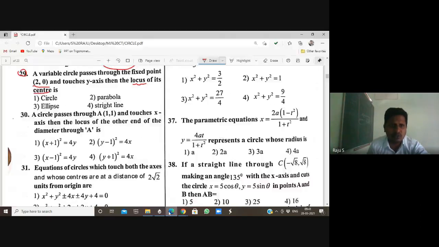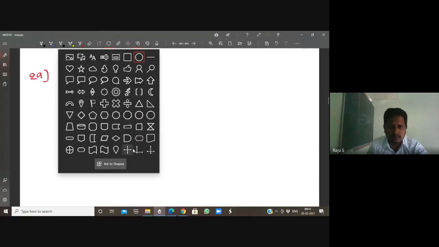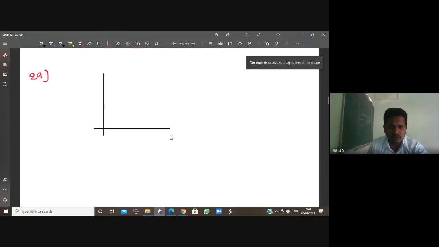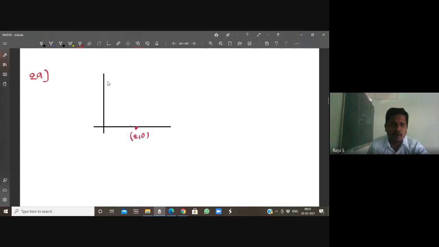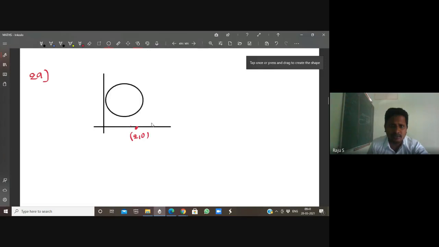The question number 29. So I'm going to take the equation. The point is 2 comma 0. Let us take this is clearly 2 comma 0. The circle is passing through the point 2 comma 0 and touching the y-axis.